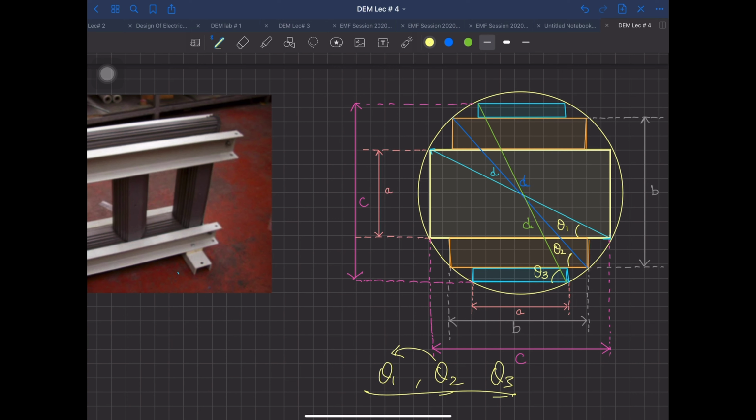Rest A, B, C will remain the same. They will be already there inside it. Take the derivative of that equation with respect to the variable you have chosen. It can be theta 1, it can be theta 2, it can be theta 3. Do this derivative, again equate it equal to 0, and you will have the angle theta 1. And since you will have theta 2 and theta 3, now one thing very important, theta 1 plus theta 2 plus theta 3, will they all be equal to 180 or not?